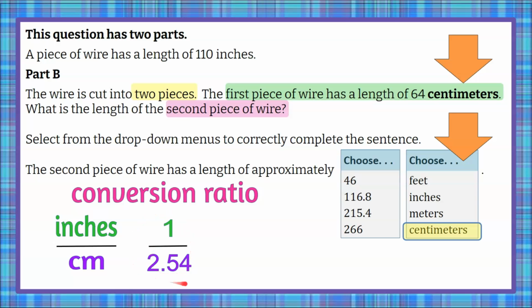So that means that 1 inch on a ruler, when you're measuring, would be equal to 2.54 centimeters. We call this a conversion ratio. And if you know inches, you can convert to centimeters. And if you know centimeters, you can convert that to inches using this ratio and equivalent ratios. So we're going to set up our proportion. And we know that we have 110 inches is our whole piece of wire. So we want to know how many centimeters is equivalent to 110 inches.